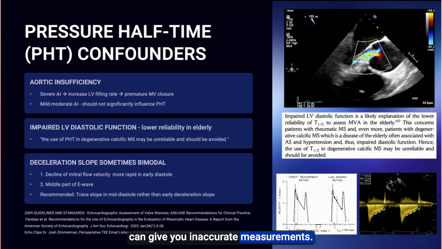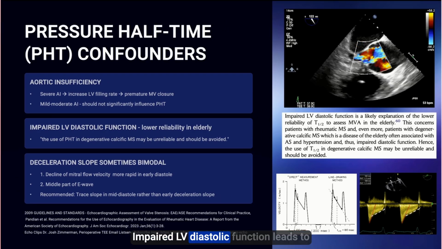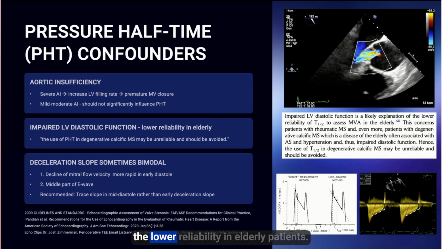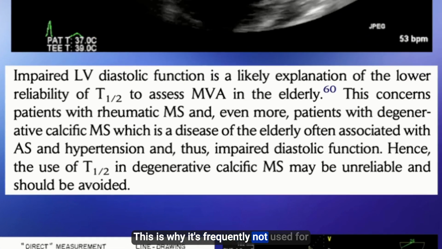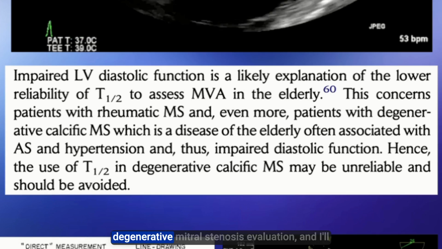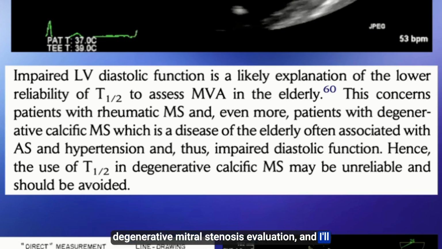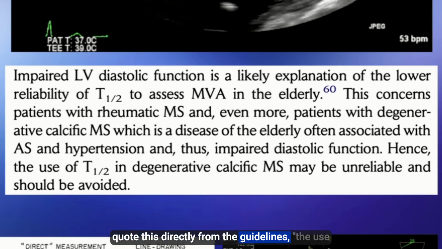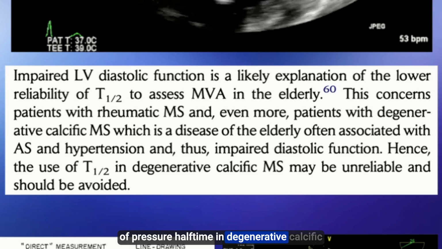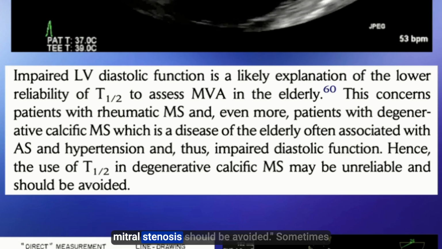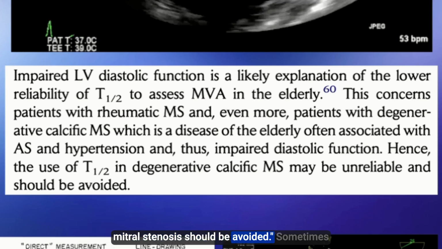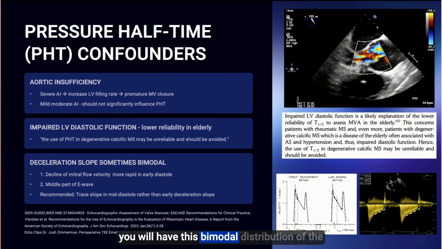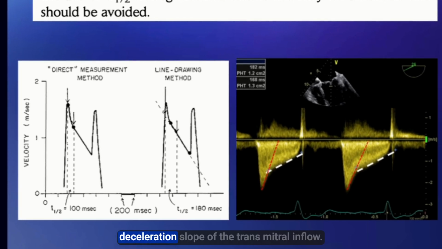give you inaccurate measurements. Impaired LV diastolic function leads to the lower reliability in elderly patients. This is why it's frequently not used for degenerative mitral stenosis evaluation. And I'll quote this directly from the guidelines: the use of pressure half-time in degenerative calcific mitral stenosis should be avoided.